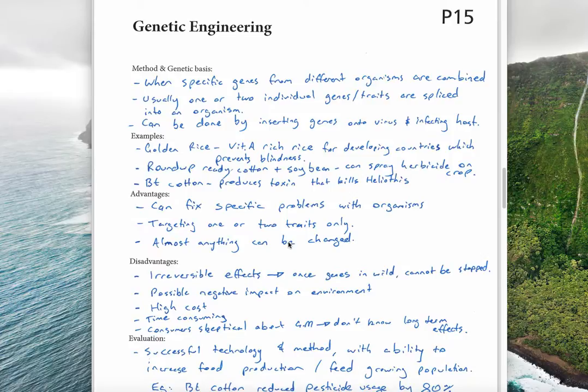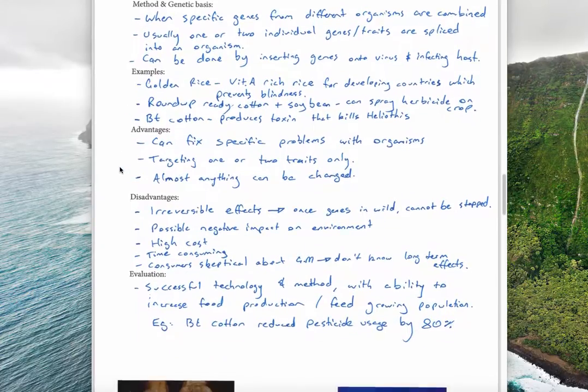The last one in the dot point, genetic engineering. So obviously this has only been done for the past 20 or 30 years, and it's where we take specific genes from different organisms and combine them. Usually one or two individual genes or traits are spliced into an organism and can be done by inserting genes onto a virus and infecting a host. And I've already mentioned the examples.